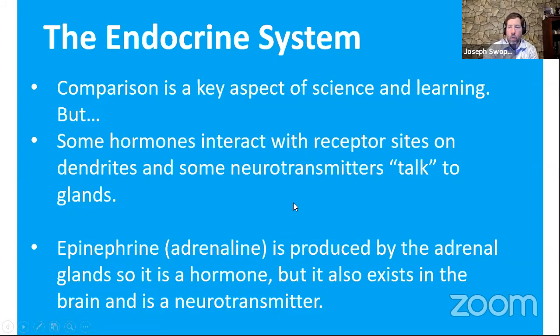Wouldn't it be wonderful if we had a periodic table where everything stayed in its little box and we could plug this information into formulas and say, aha, this equals genius, this equals creativity. But it's far more complex than that. And if you look at the middle bullet point, some hormones interact with receptor sites on dendrites. So some hormones can turn neurons on and off, and some neurotransmitters talk to glands. So while they are two different systems, the endocrine system and the nervous system, they do interact and overlap quite a bit.